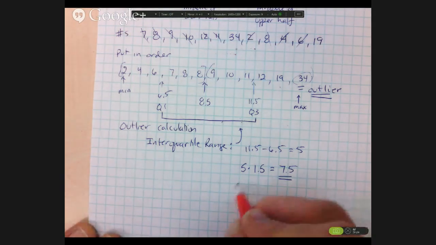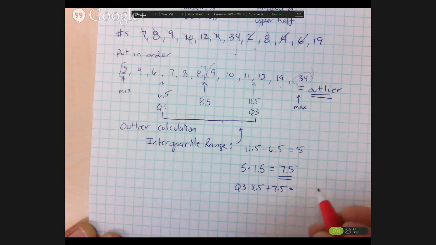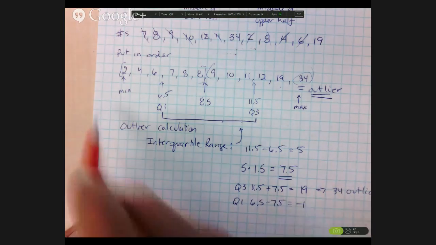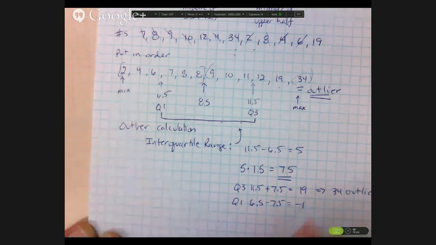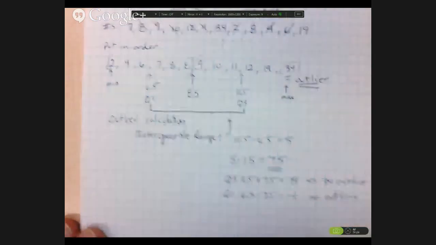Now we take quartile 3, which is 11.5 plus 7.5, and that is 19. Does that mean 34 is an outlier? Okay. And do quartile 1, 6.5 minus 7.5, negative 1. Are there any outliers here?